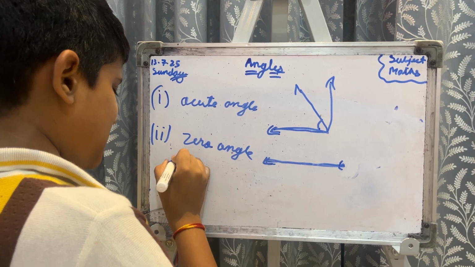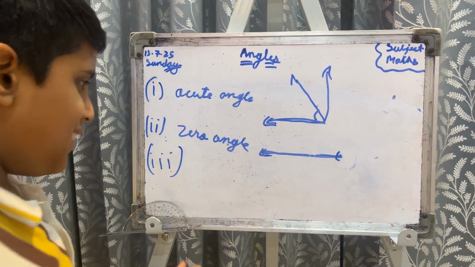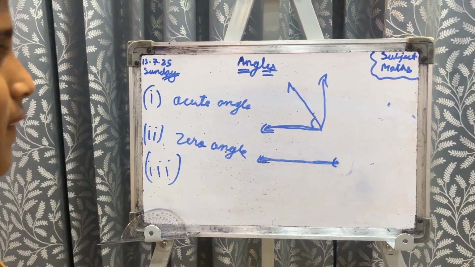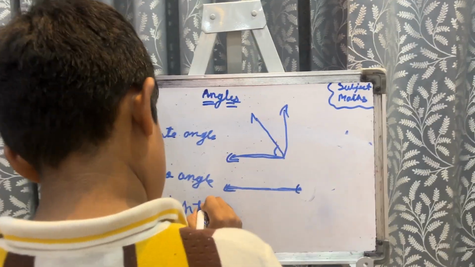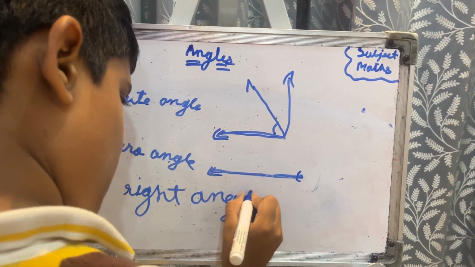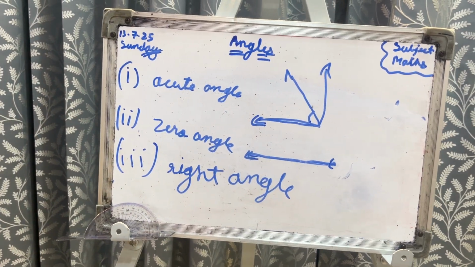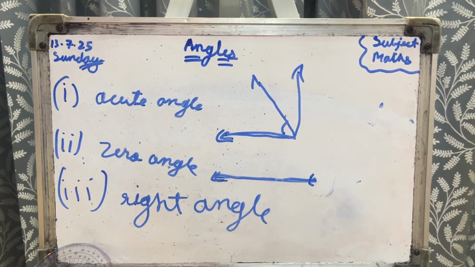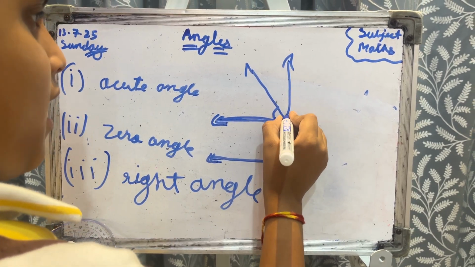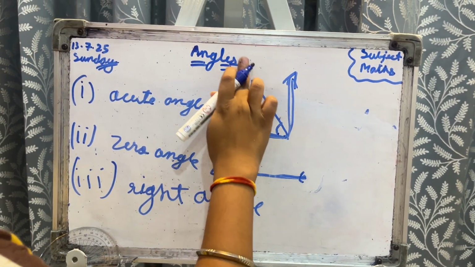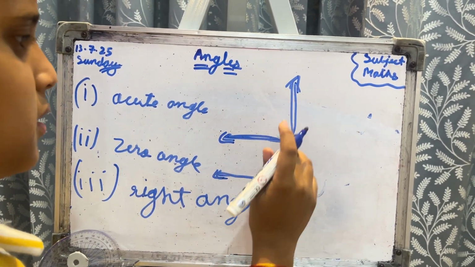Now the third one is the right angle. See, how is a right angle formed? I told you in acute that this and this. If we remove this part, it's a right angle.